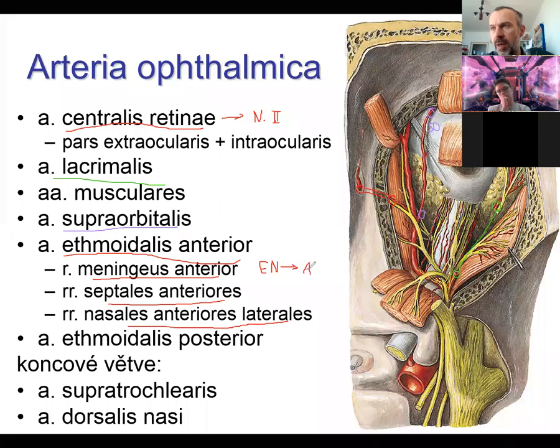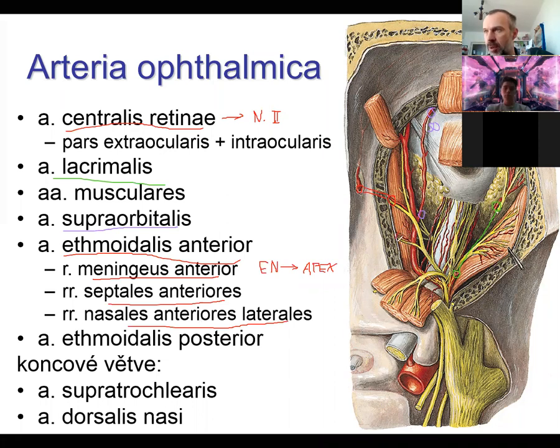So this is for the apex of the nose. So a very complicated course of the anterior ethmoidal artery and nerve through the bone, to the cribriform plate, then down to the nasal cavity and through the nasal foramen to the apex of the nose.